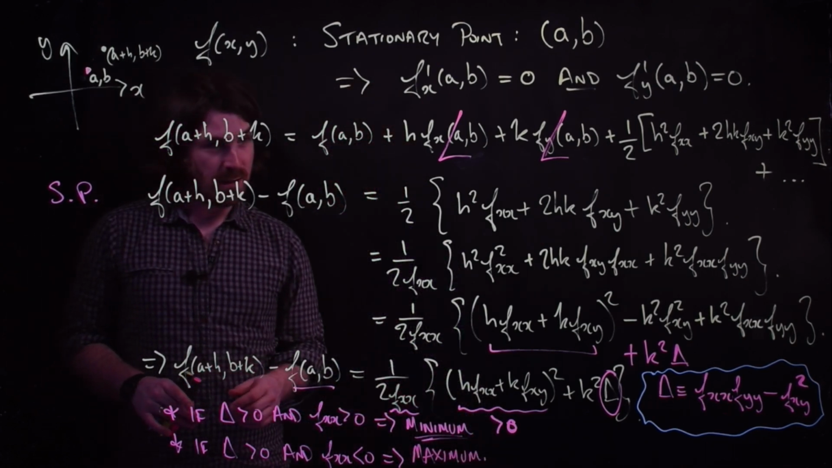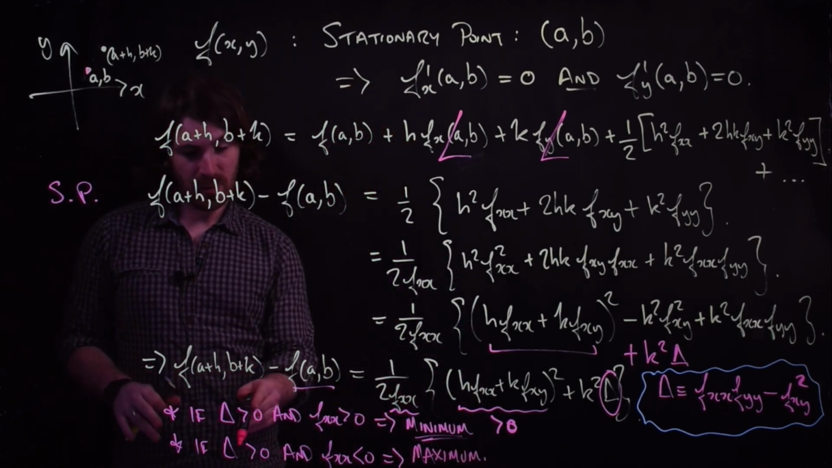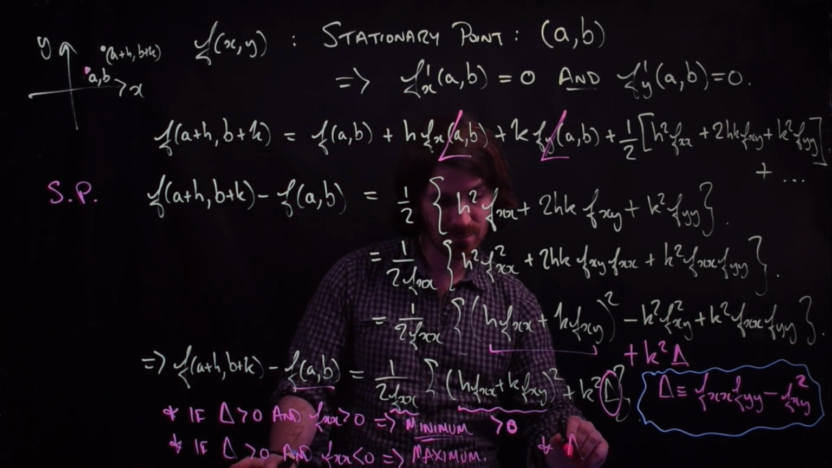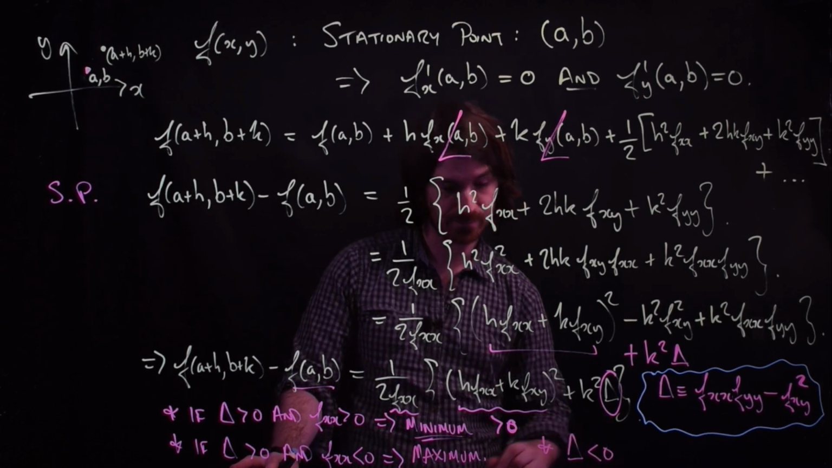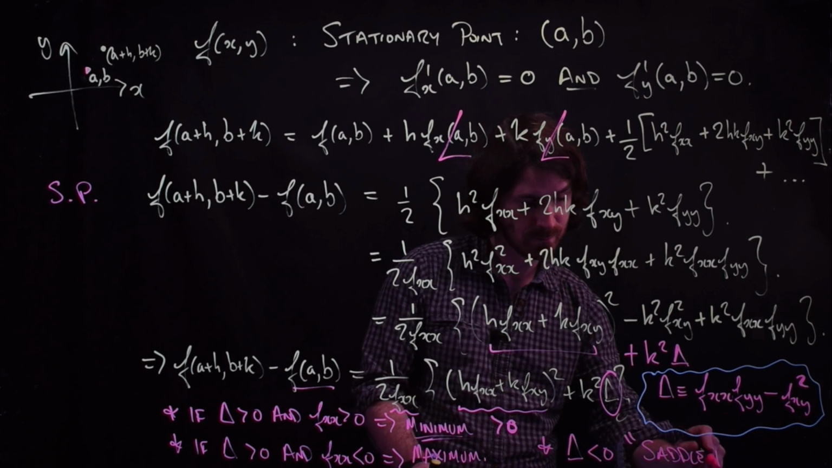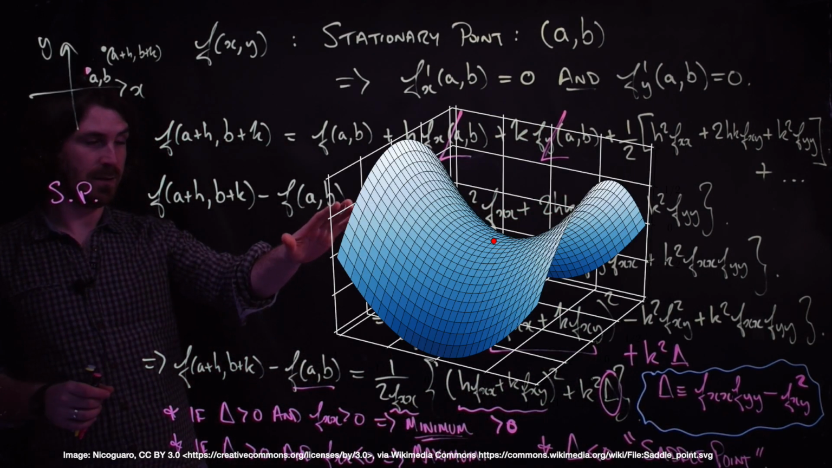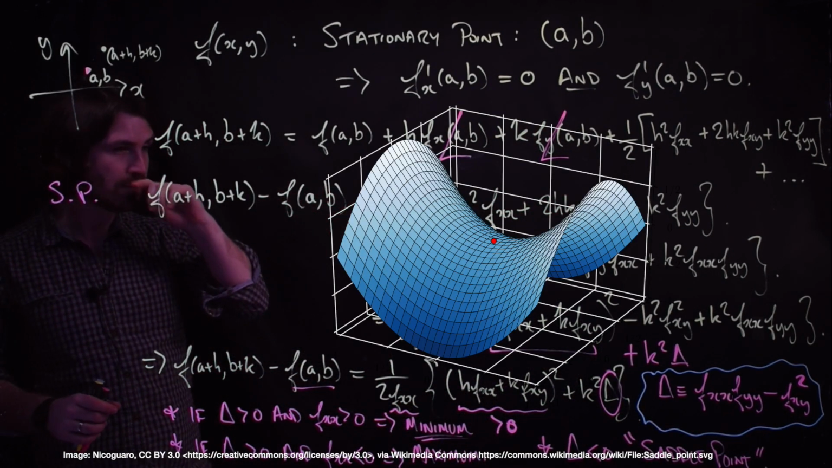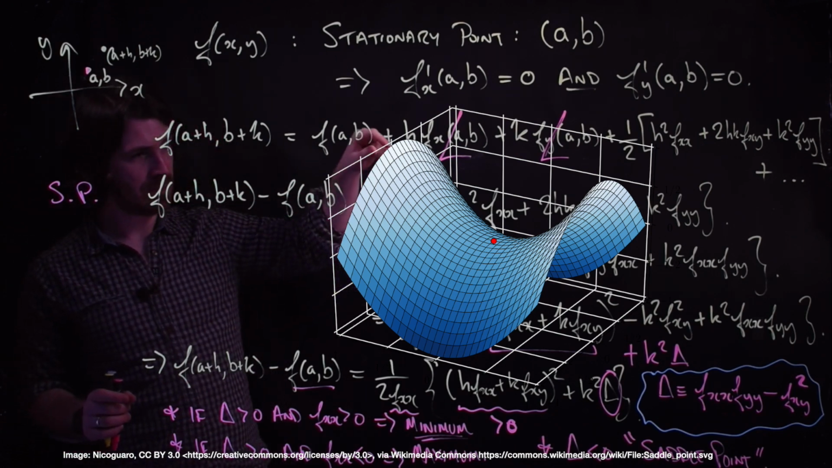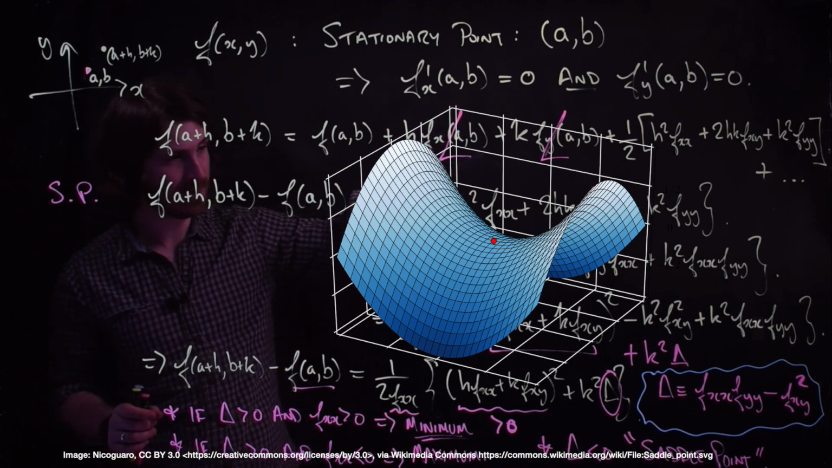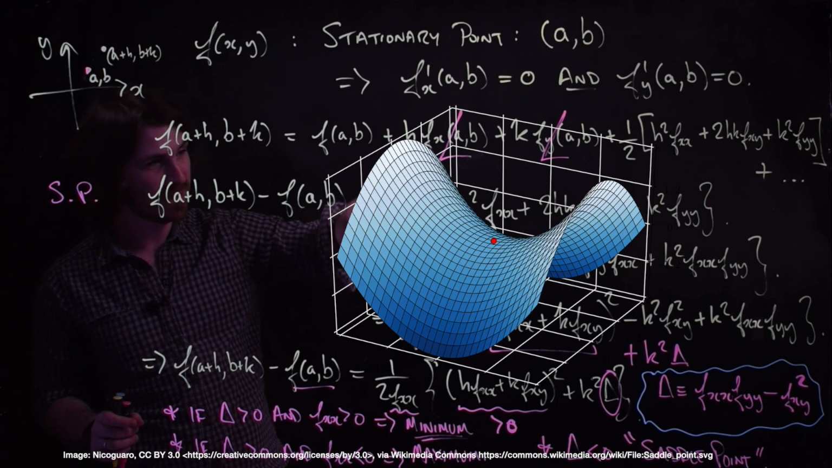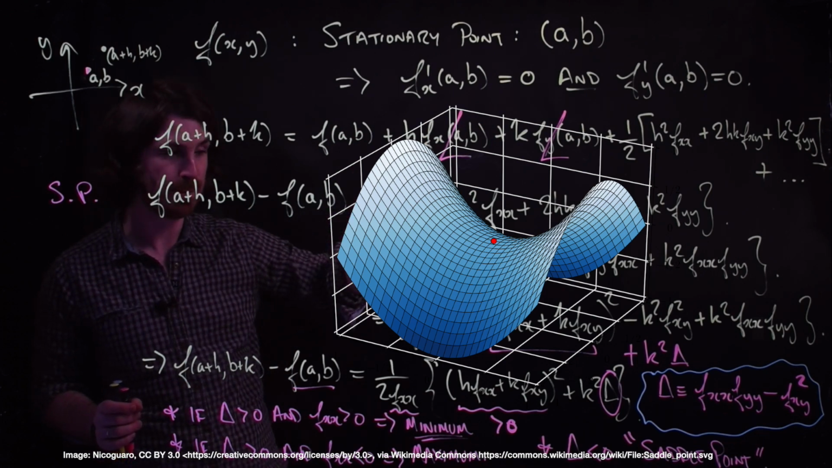And there is a third case, which is when delta is less than 0. And in this case, we get what's called a saddle point. So here is an example of a saddle point. It looks like the path through a mountain range. So in one direction, this point represents a minimum, but in the other direction, it represents a maximum.